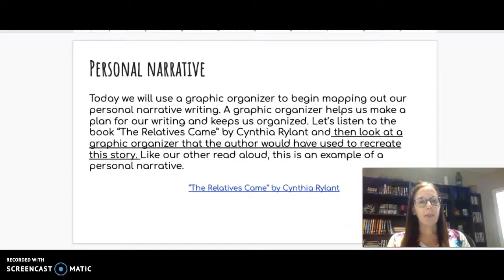Today, we're going to use a graphic organizer to begin mapping out a personal narrative in writing. A graphic organizer helps us to make a plan for our writing and keeps us organized. Let's listen to this book called The Relatives Came by Cynthia Rylant. And then we're going to take a look at the graphic organizer that the author would have used to recreate the story. Like our read aloud, this is an example of another personal narrative.